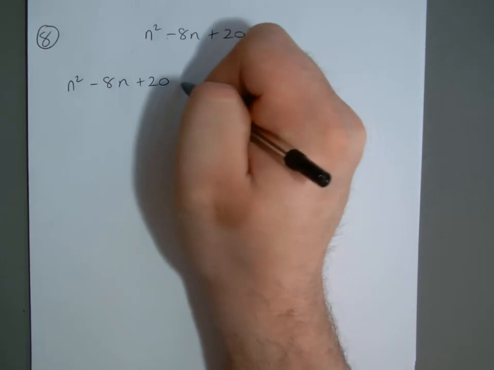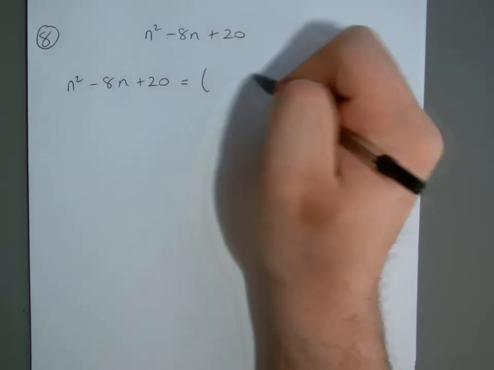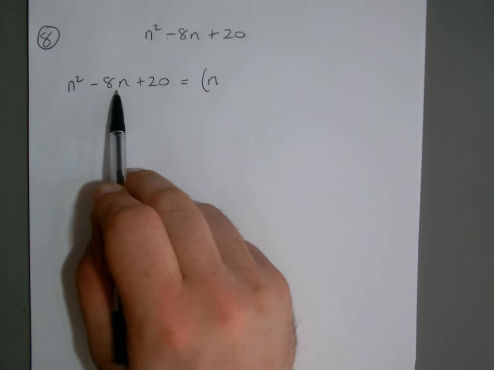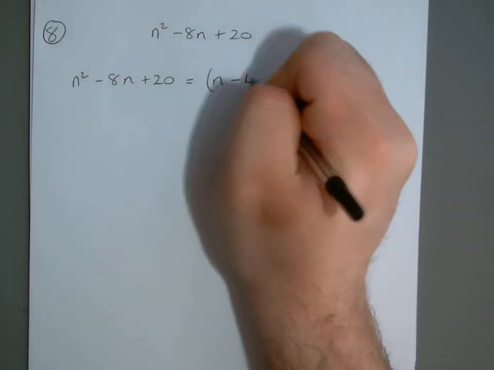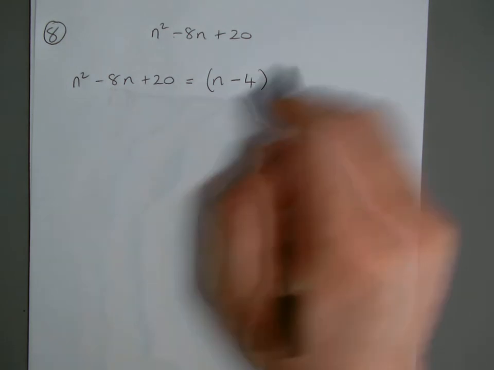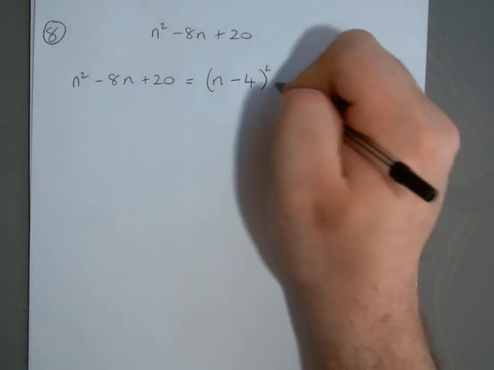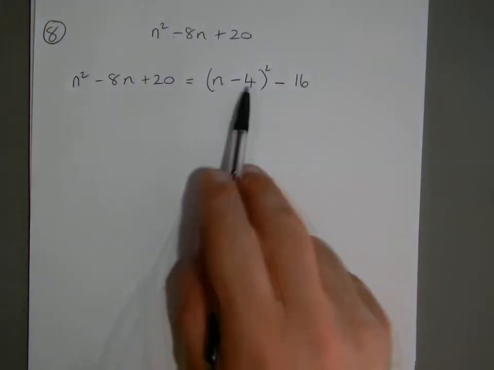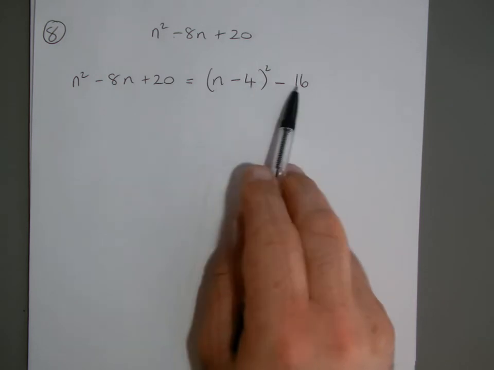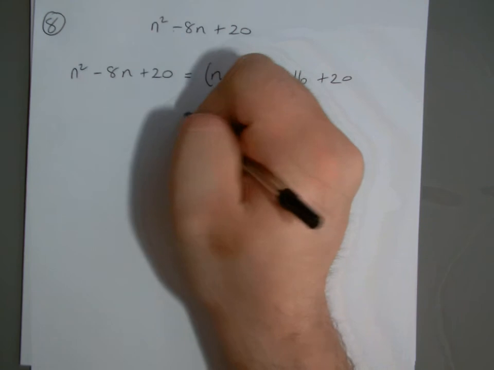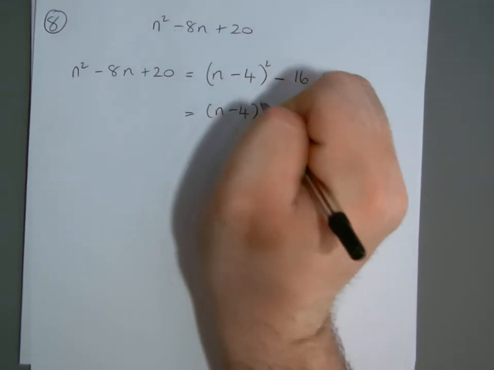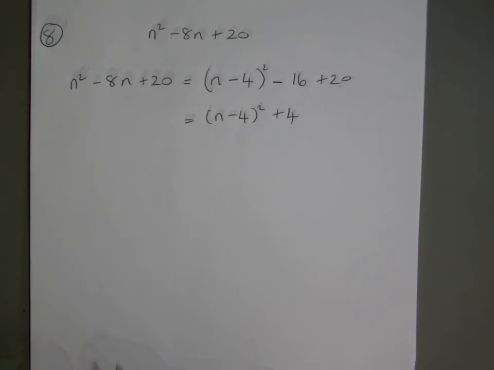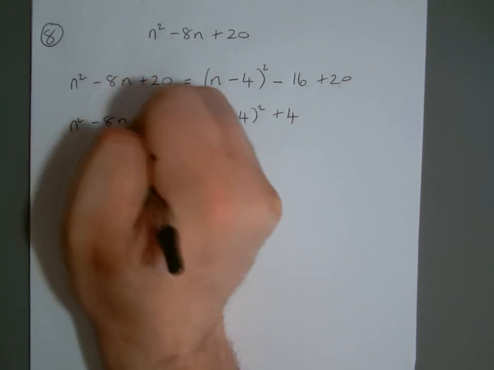So by completing the square, if you remember what I do, we have a bracket and we put n in that bracket, and you've always got to halve this. Because it's minus 8n, halve that, you get minus 4. So halve that number, and then you square it, and then you always take away the square of this number, which is 16. Always take away the square, whatever that number is, 16, and then you add the 20 on here. So we get n minus 4 all squared, and then minus 16 plus 20 is plus 4, isn't it? So that's what n squared minus 8n plus 20 is equal to.